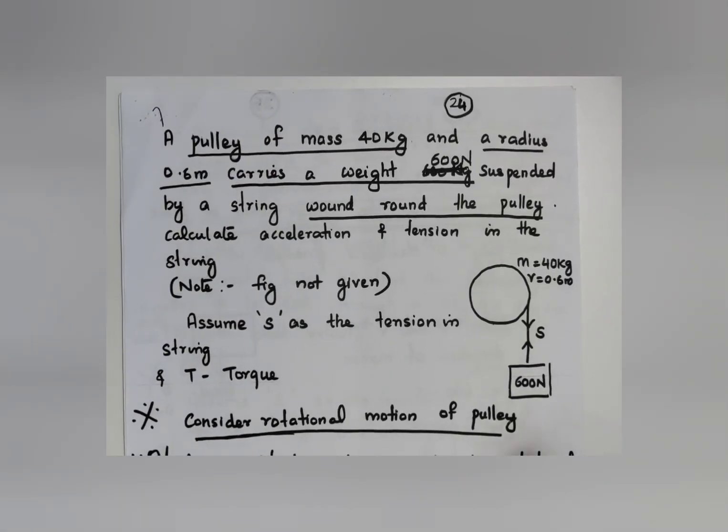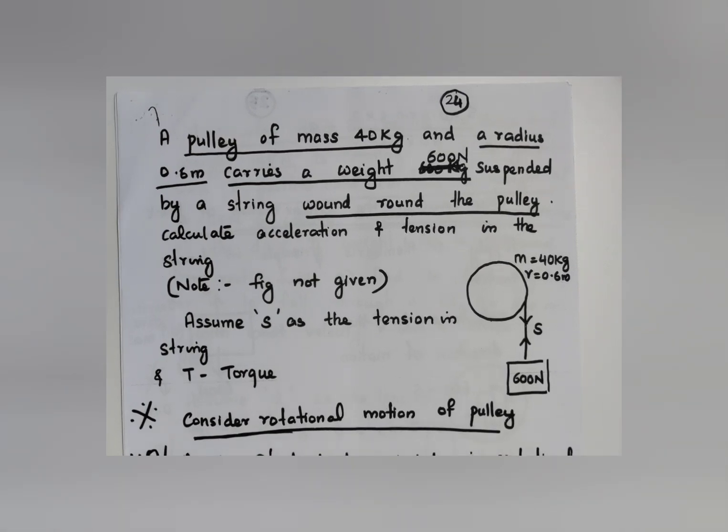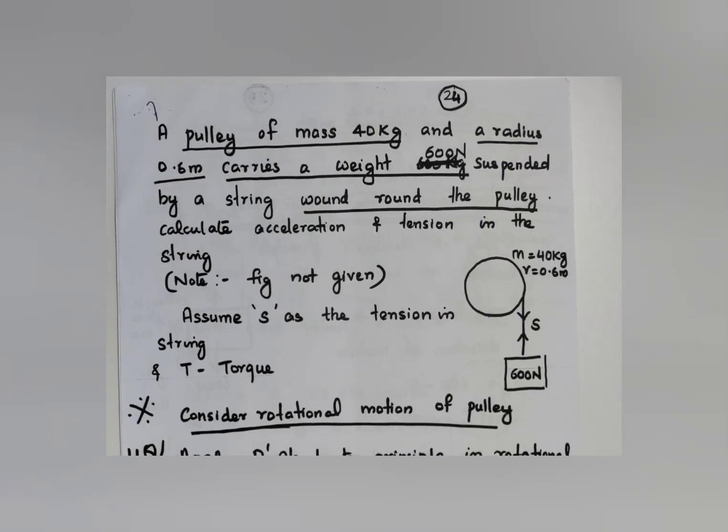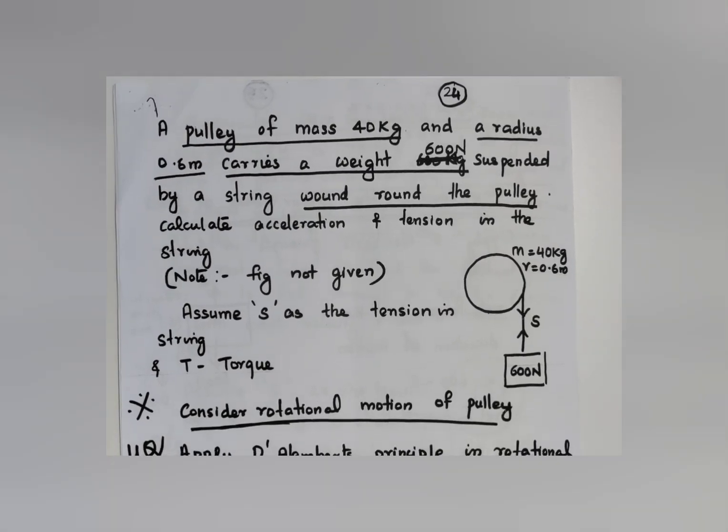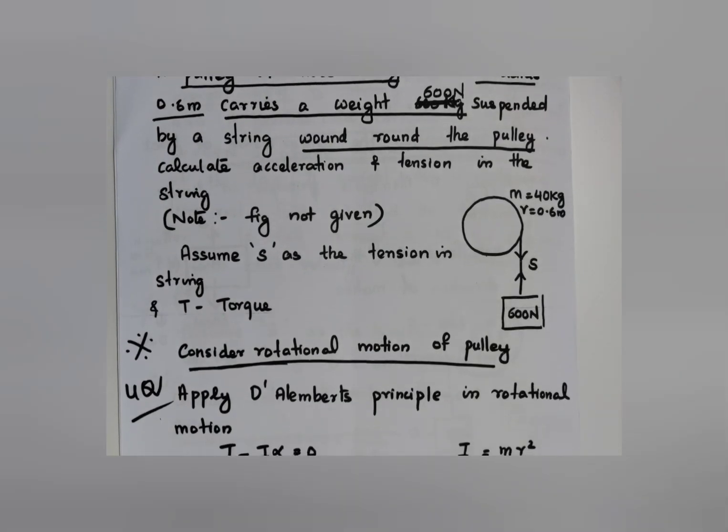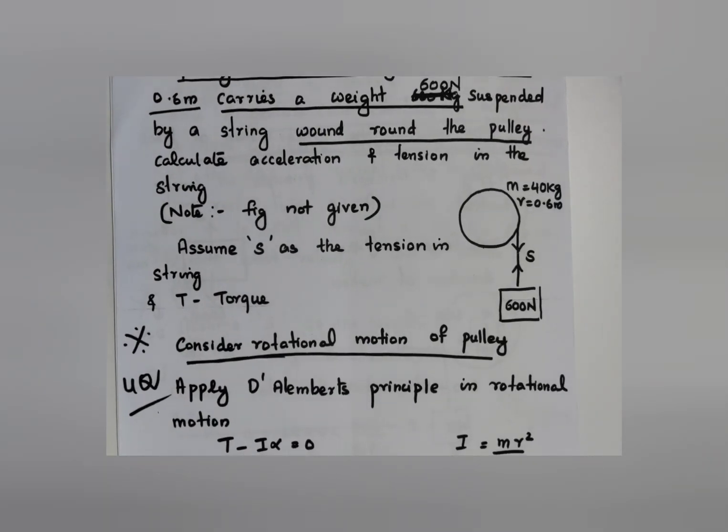So here a pulley of mass 40 kg and radius 0.6 meter carries a weight 600 Newton suspended by a string wound around the pulley. Calculate the acceleration and tension in the string. The figure is not given in the question, so you have to draw the figure.